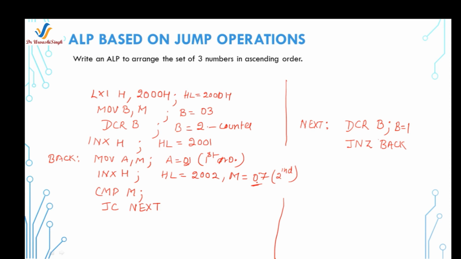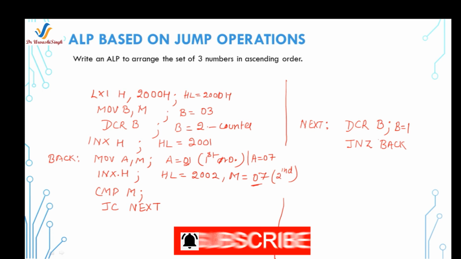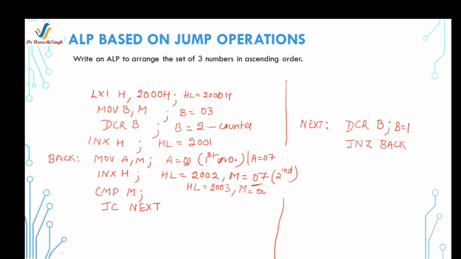to take this second number into the accumulator, and after this the accumulator has 07, which is the second number, and then I will take the third number into the memory register. For this, increment the HL pointer. Now the HL value is 2003, and in this way now M has the third number, and once again the comparison is performed. But now in this case you will have no carry, because this memory content is smaller than the accumulator content, and we have to perform the swapping action.